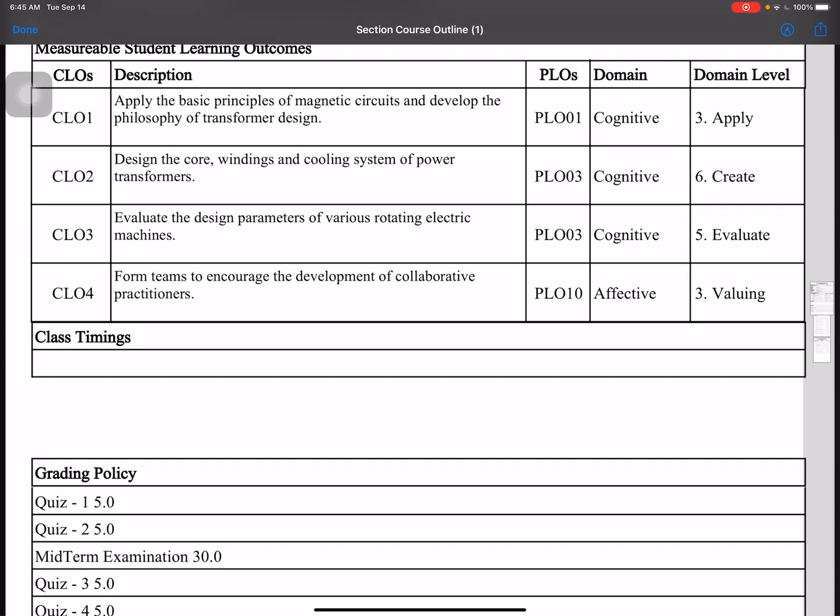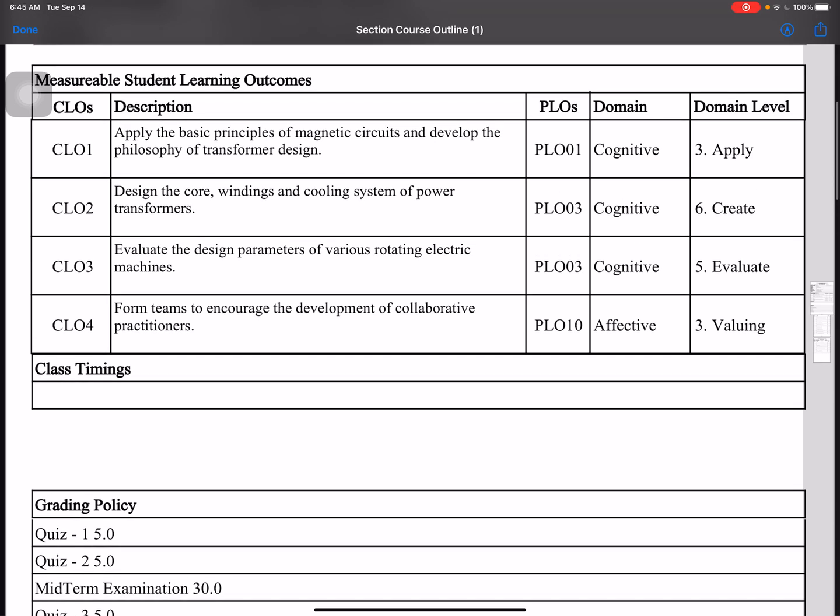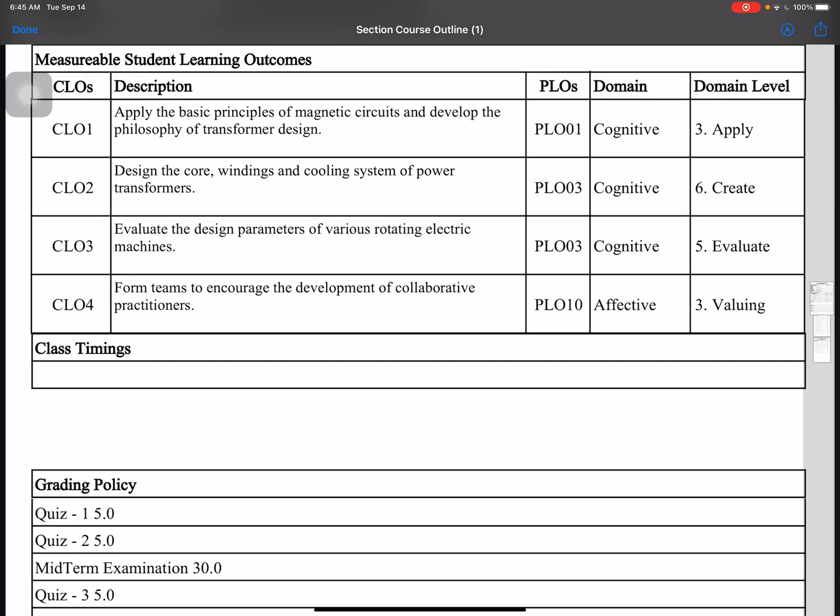Then in the second CLO, we are going to talk about the core, the windings and the cooling system, which is very important over here. The cooling system is the fans, the fins, the tank design, and certainly the windings are going to be a very important part of this course. And not just the transformer, we are going to talk about induction machine windings also. I'm not going to go into very much in-depth detail because of time constraints, and I will do 2 or 3 types of windings and leave the rest for you to practice.